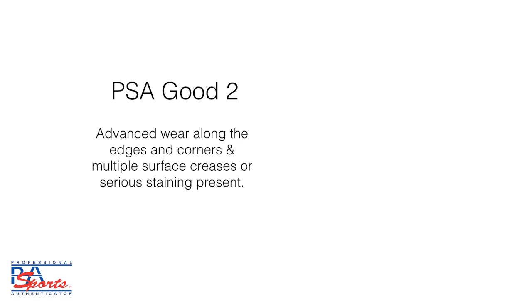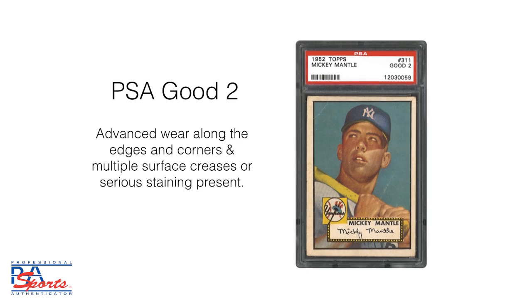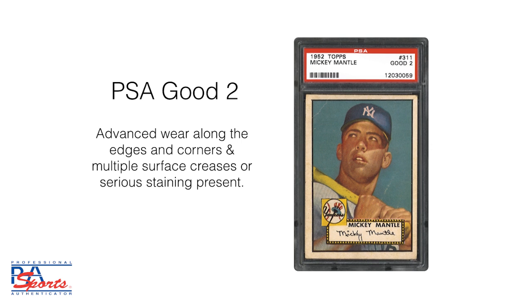Here's a PSA 2 52 Mantle. Now this card at first glance has actually excellent eye appeal for a PSA 2. Some people don't quite understand that. There is such a thing as a PSA 2 or a PSA 3 as you go down the scale with excellent eye appeal. But due to technical defects such as surface creases, this card results in a PSA 2 grade. So when we enhance this image, you can really start to see those creases that go through the front and back of the card.